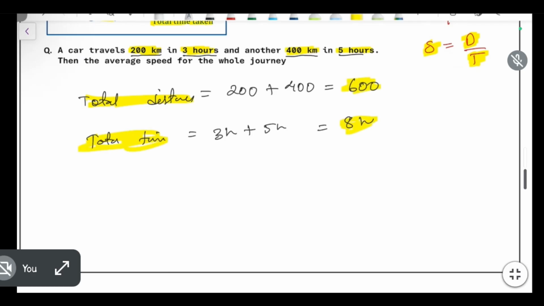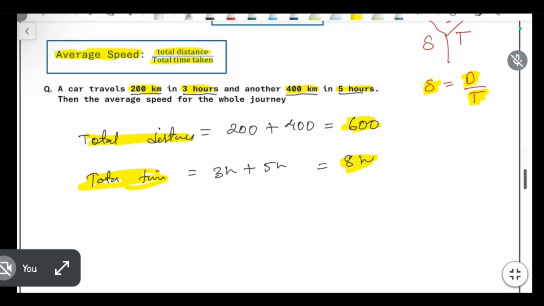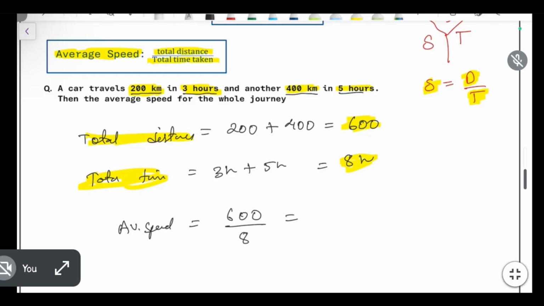So by the average formula, when distance is given and time is given, the formula is total distance divided by total time taken. So let's use that. Average speed is total distance, which is 600, divided by total time, 8 hours. If we simplify this, 2 4s are 8 and 2 3s are 6, 2 2s are 4, 2 150, and 2 7s are 14, 2 5s are 10. We have 75. Remember, our answer is in terms of kilometer per hour.